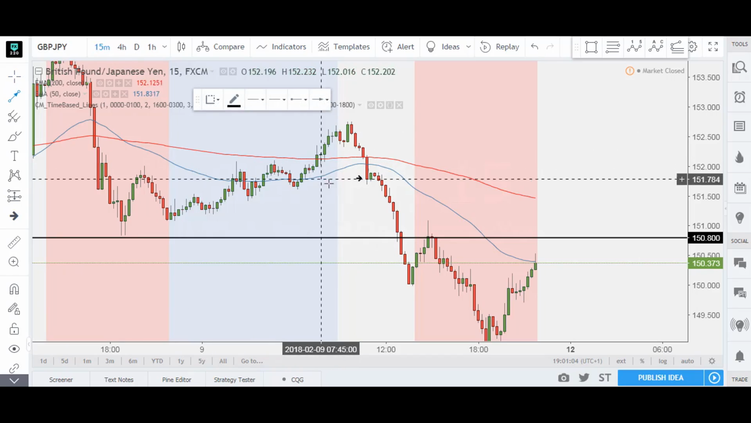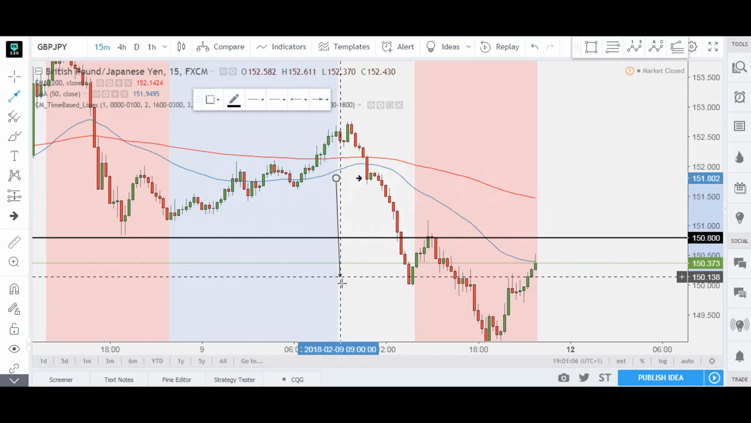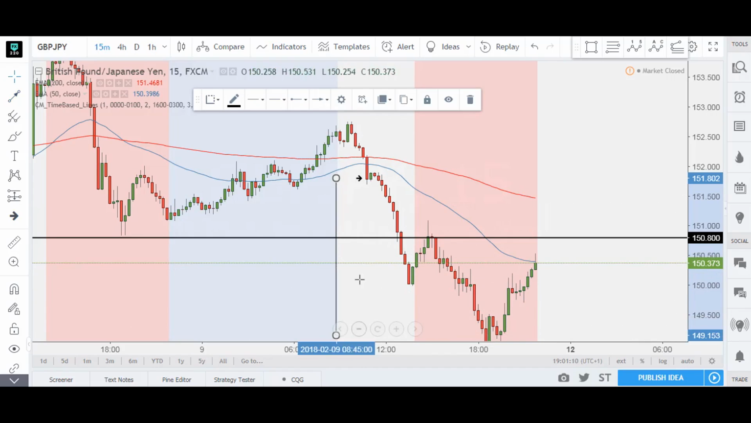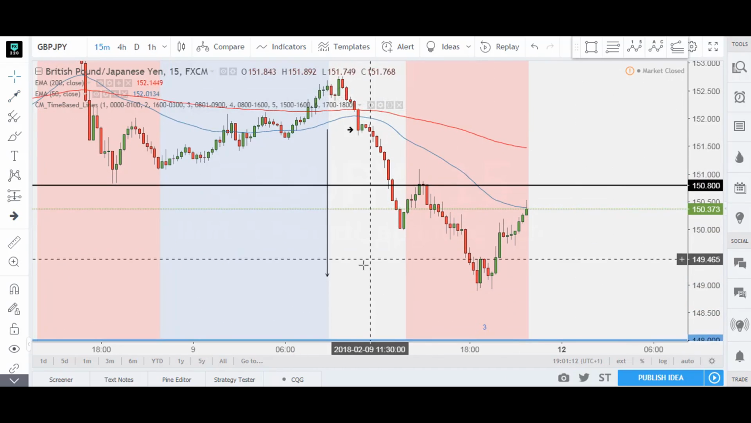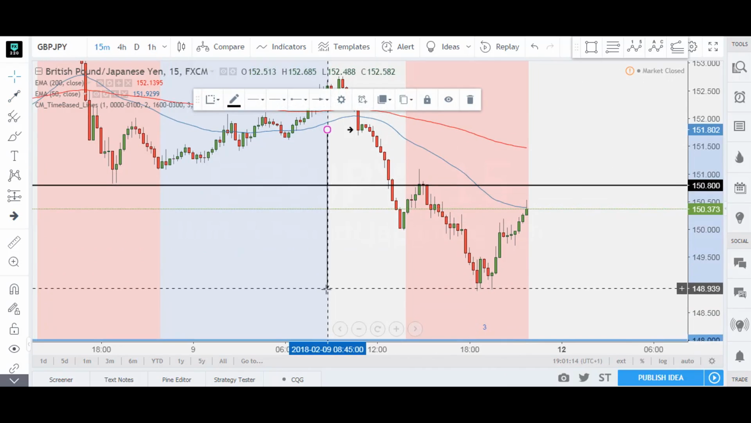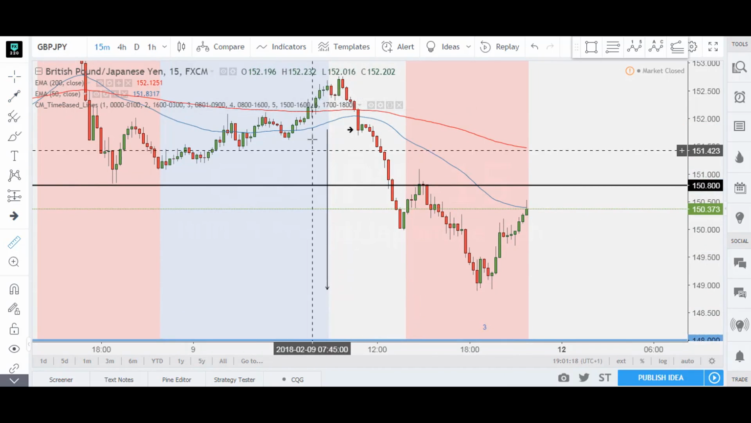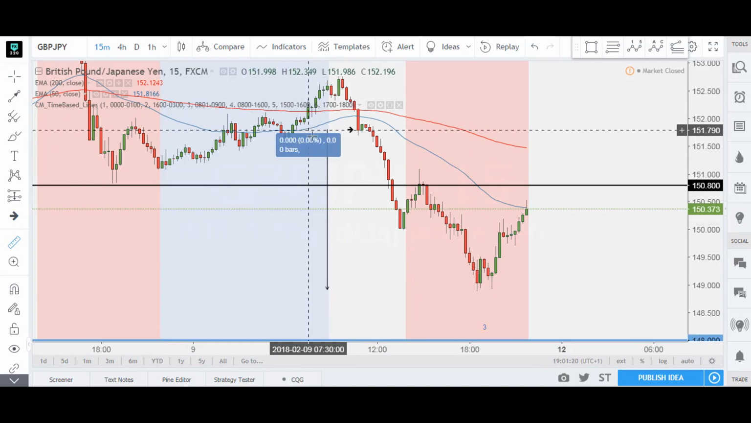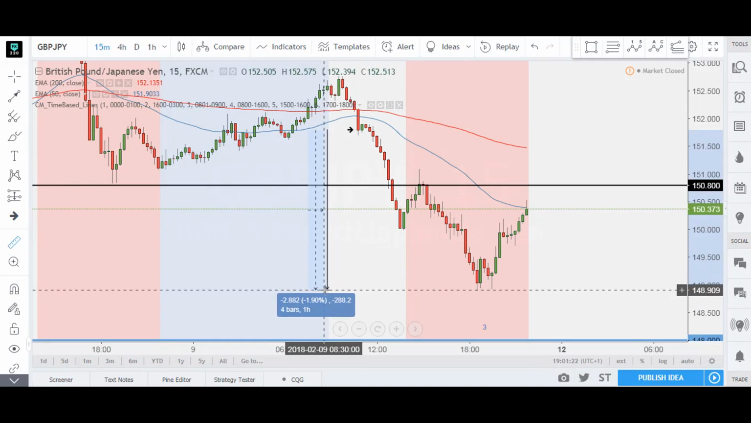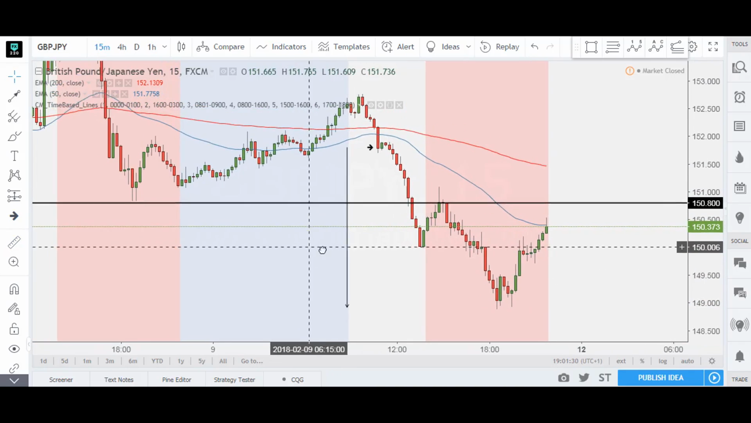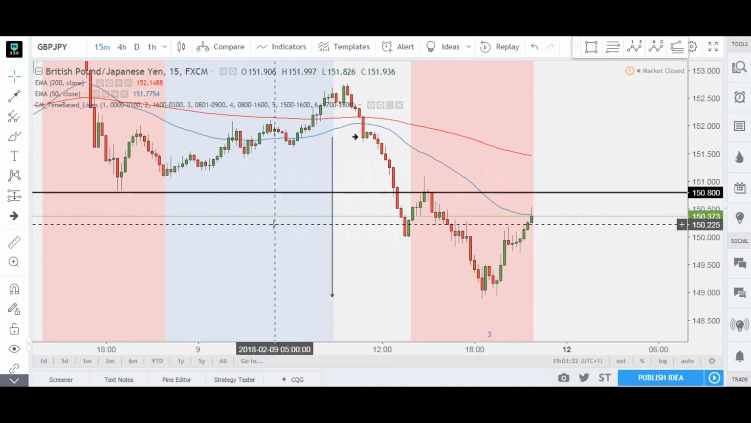So from my entry, price went over like 100. I didn't count, so let's see how many pips from the entry all the way down. 288 pips, man. Come on, that was on a Friday. Okay, but that was big. That was a big fall.